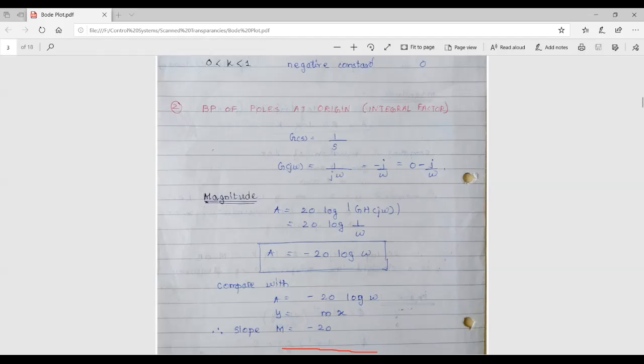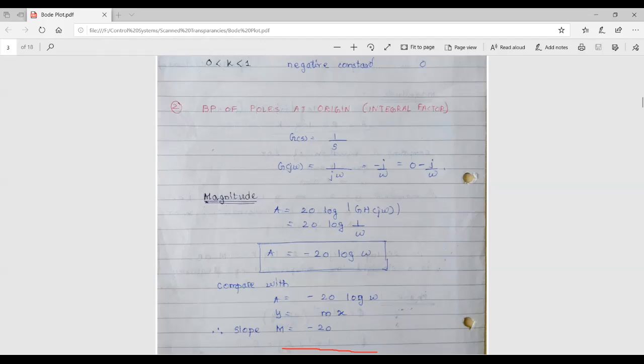What is that magnitude? Magnitude is calculated as the square root of real part square plus imaginary part square, and which gives you this. And this j upon omega, the minus sign will be taken out and you will have 20 log of omega. So the total magnitude would be minus 20 log of omega.